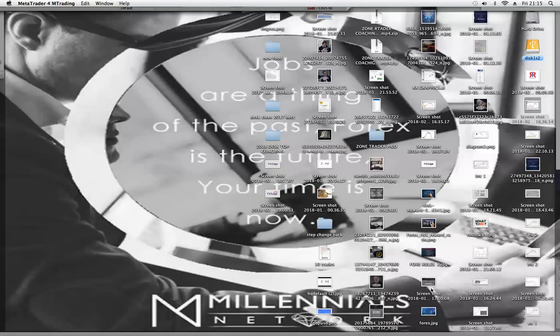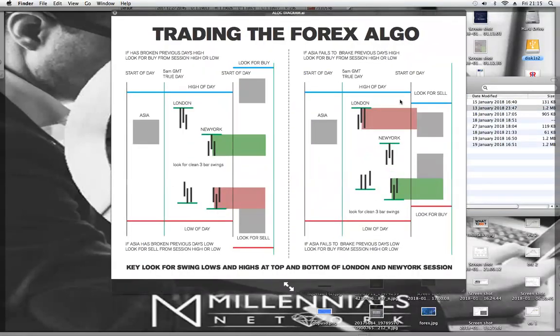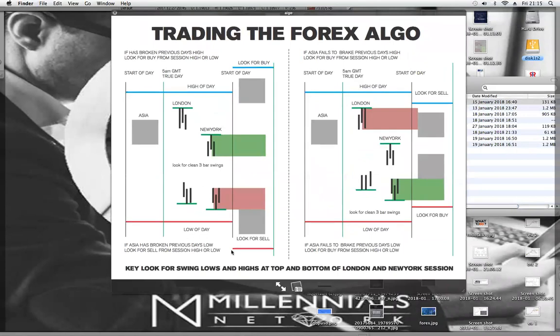I'll show you this. I made this so we can clearly see it. It says Asia here, but it's more like London Open as well. But I made it Asia just for simplification's sake. So the key is to look for swings, high and low. For swing lows and highs at the top and bottom of London and New York session.